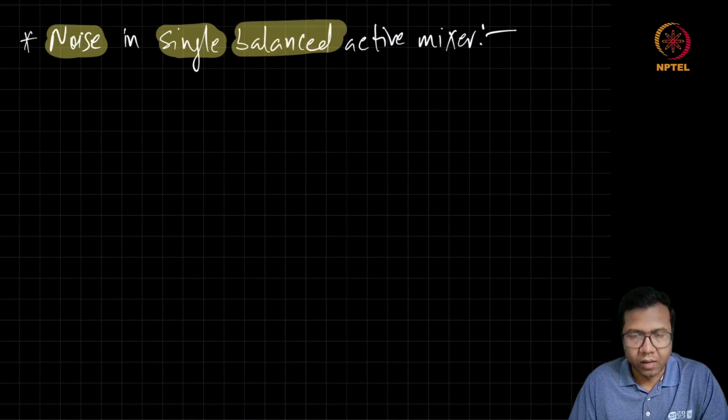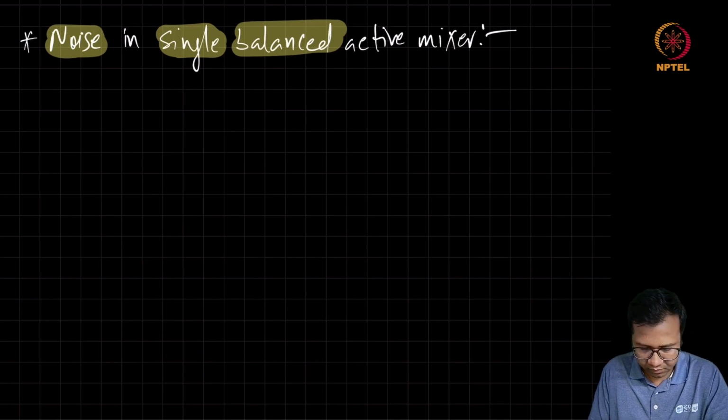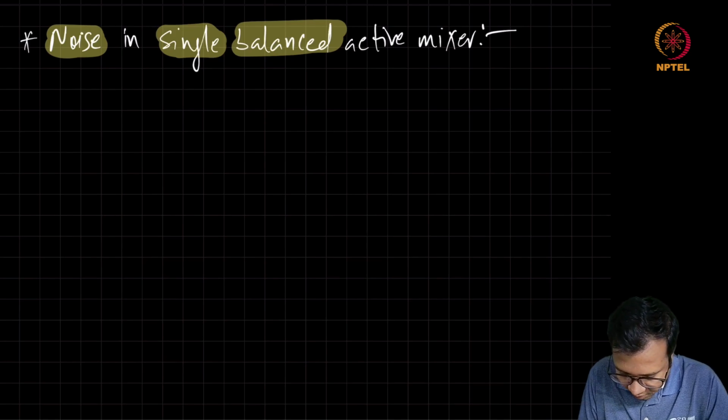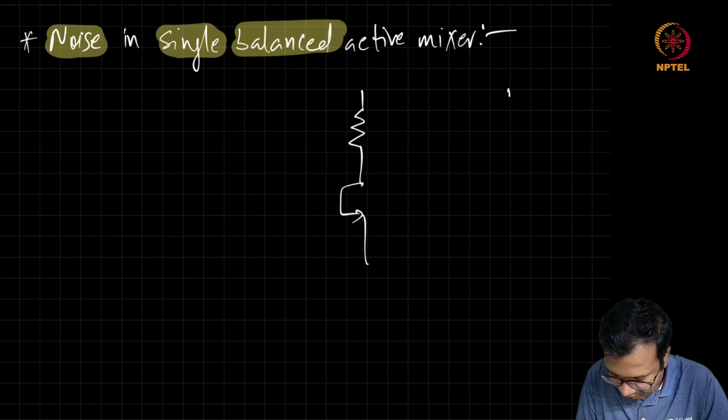To understand the methodology we need to apply to analyze the noise, and the same methodology can also be applied for double balanced. Let me draw the circuit for single balanced active mixer.